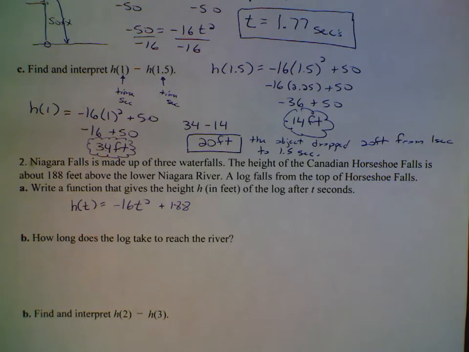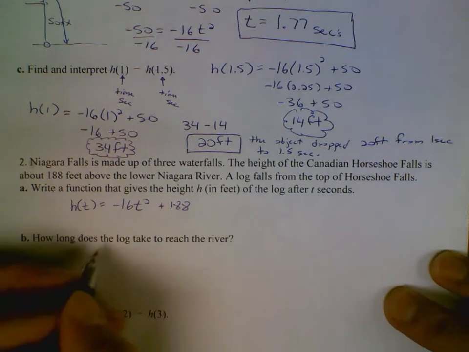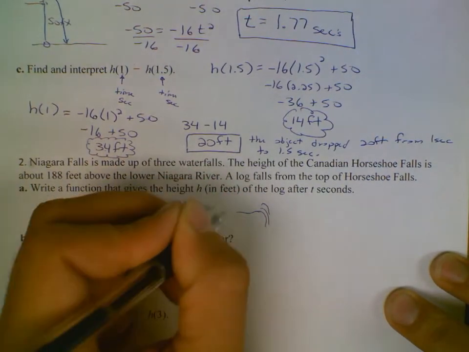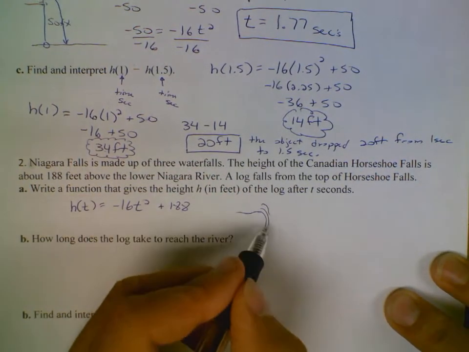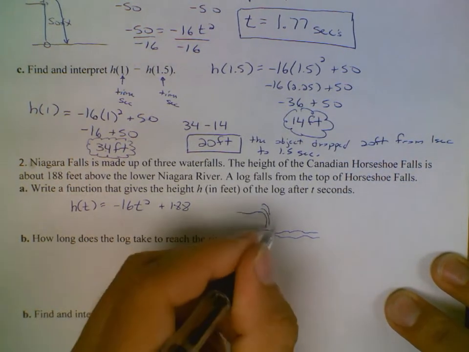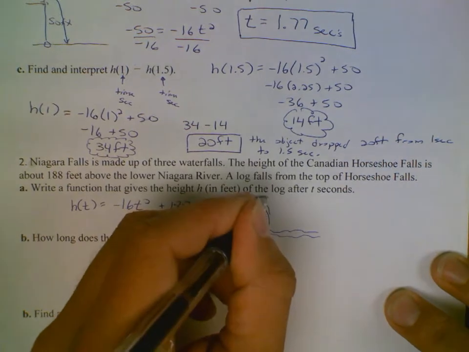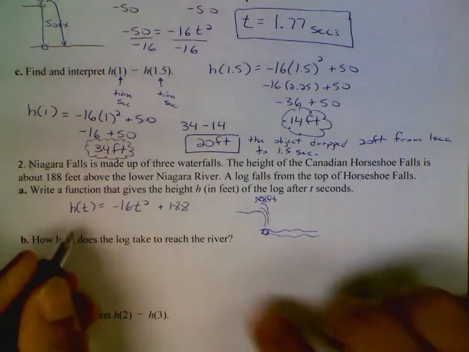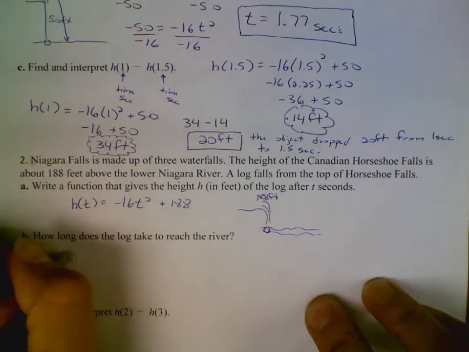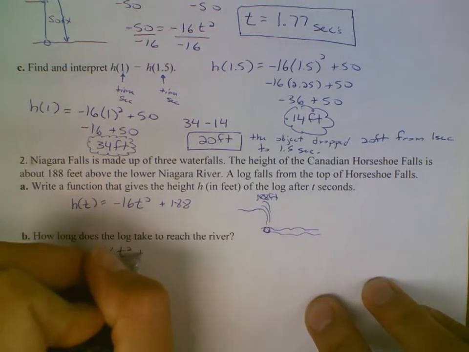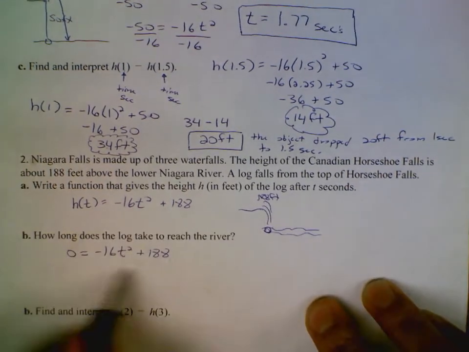It says, how long does the log take to reach the river below? So once again, if you think about the falls, say this is my little waterfall here, it's going to fall down, and then I have the river below it. So if the river's height is 0 and this is 188 feet, it's falling off. The final height is 0, so we're just going to plug 0 in for the final height. So we get 0 equals negative 16t squared plus 188, and then we just solve this.